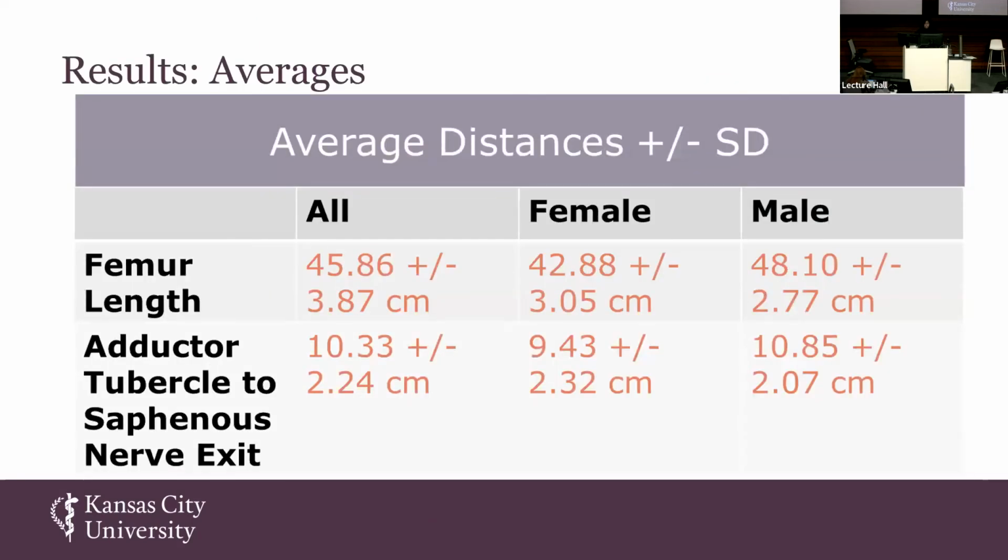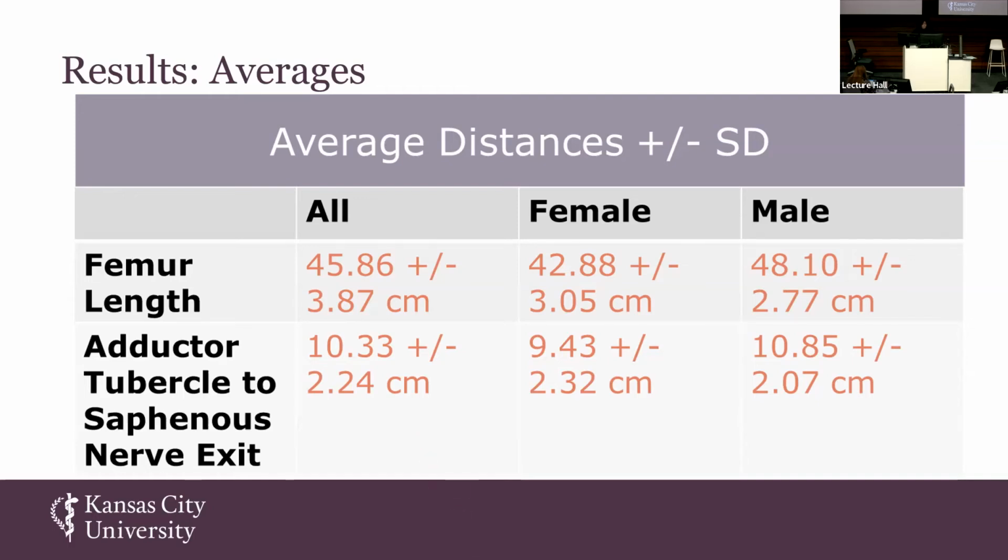Beyond recording ranges, we also determined our average distance of the saphenous nerve from the adductor tubercle and our femur length, and divided them into male and female categories. Overall, our average femur length was 45.86 centimeters with a standard deviation of 3.87, and our distance from adductor tubercle to the saphenous nerve was 10.33 centimeters with a standard deviation of 2.24 centimeters.